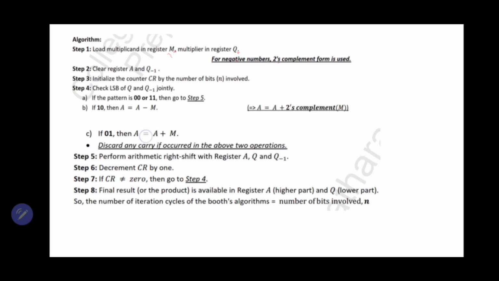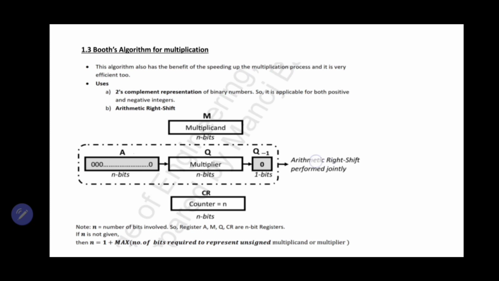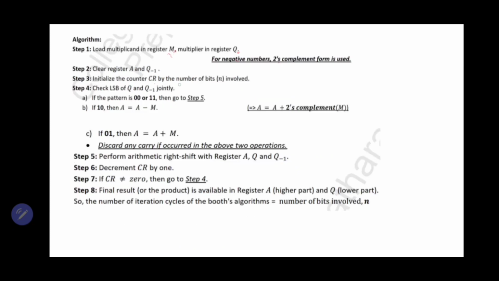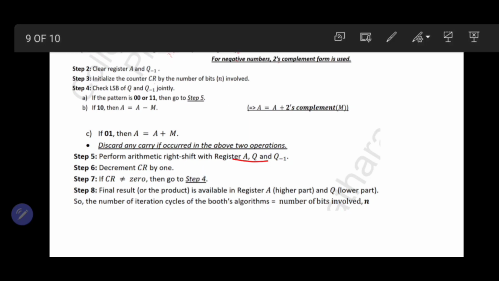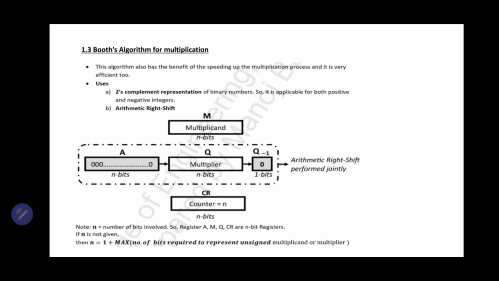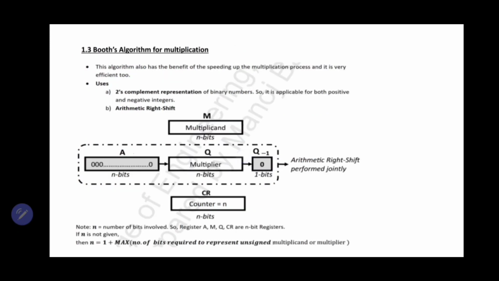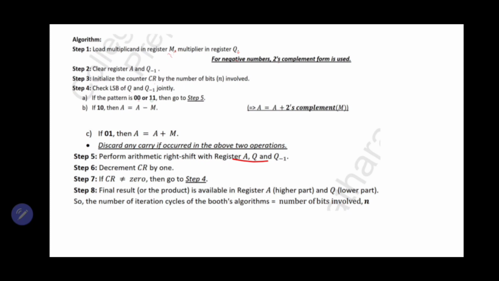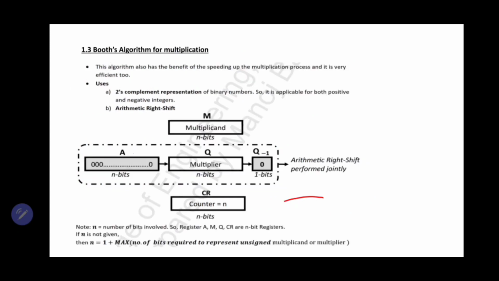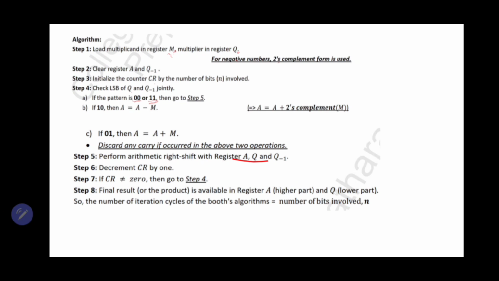The second step is to clear the A register and the Q minus 1 register. Then initialize the counter with the number of bits. If it is 4, the counter will become 4. The next step is to check the LSB of the multiplier Q, that is Q0, and Q minus 1 jointly. If it is 0, 0 or 1, 1, then perform a right shift on A, Q and Q minus 1.